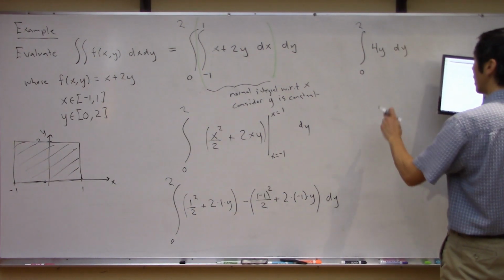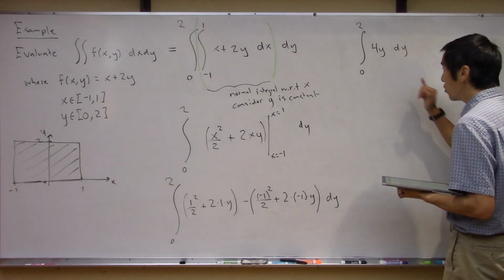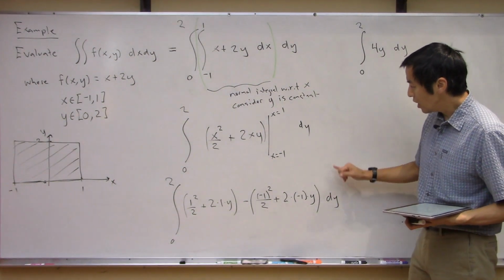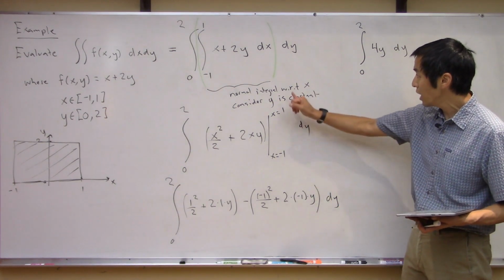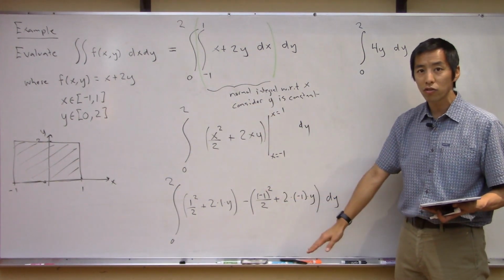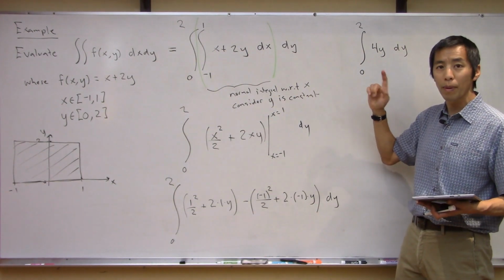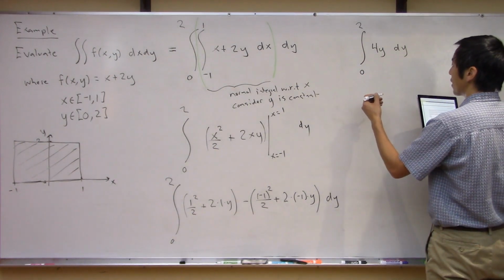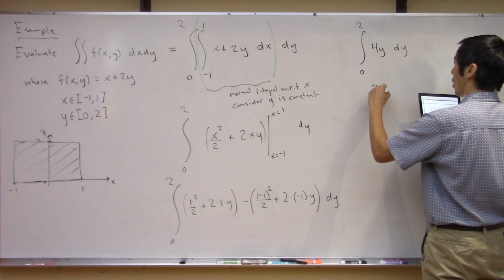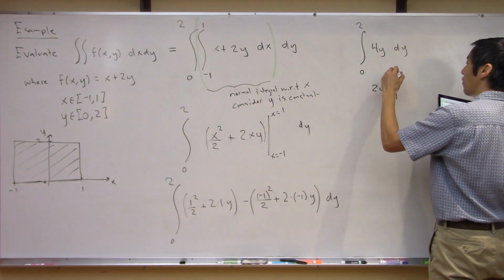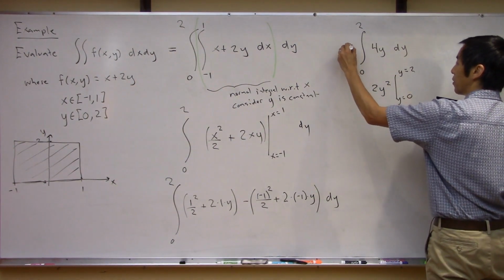Doing this integral, we see again this is now just a normal integral. One thing to note is that at this step we have integrated out x, so you should be left with something that has nothing to do with x. There should be no x terms left. So this just turns into a single normal integral with respect to y. We can do this like anything else. It's 2y squared, evaluated between y equal to 2 and y equal to 0.